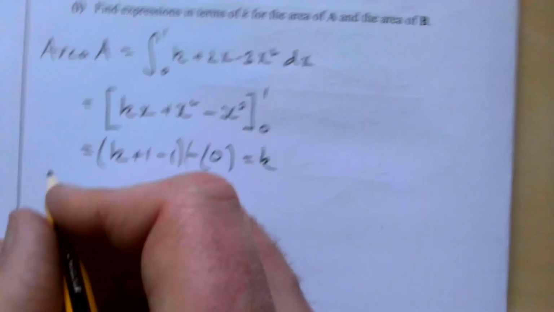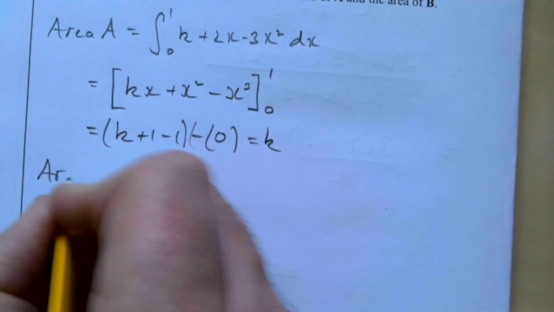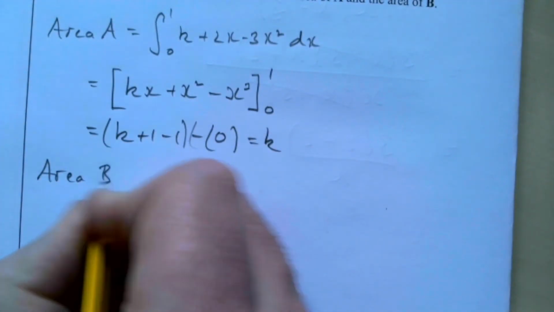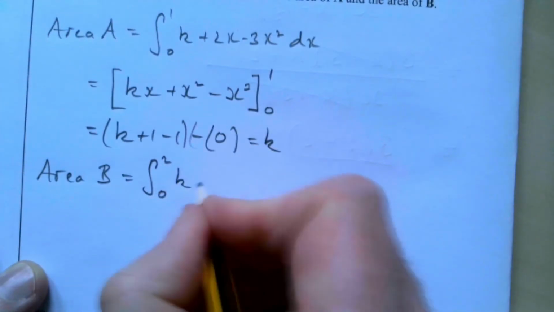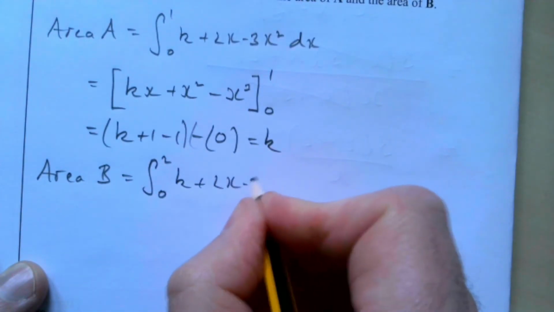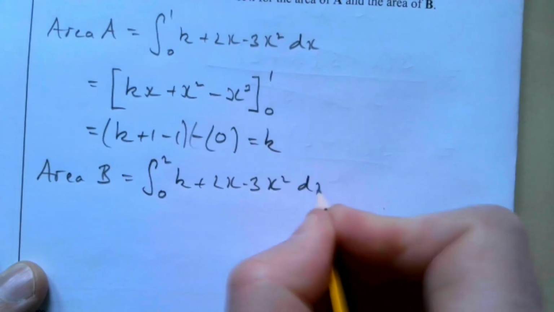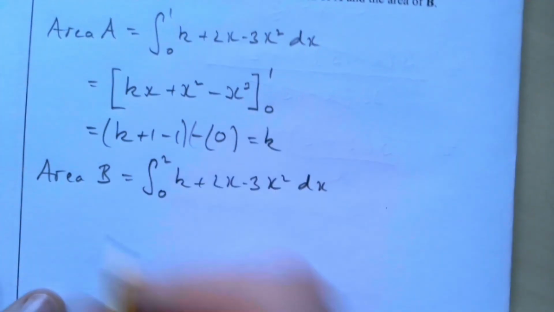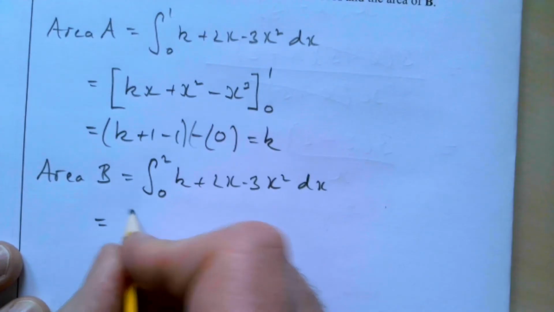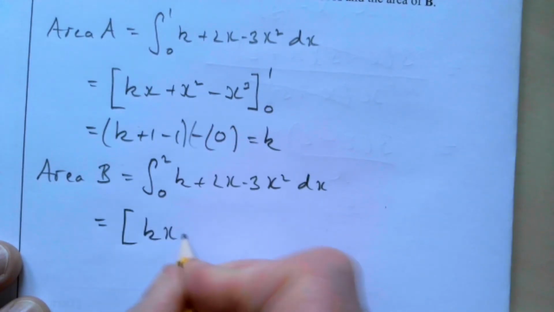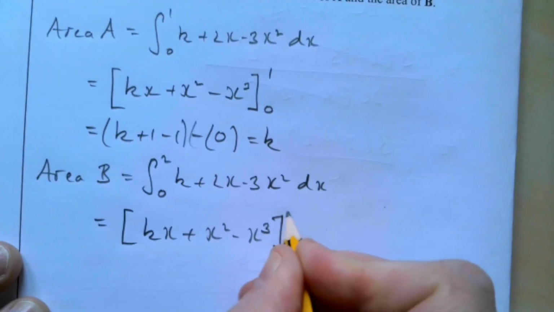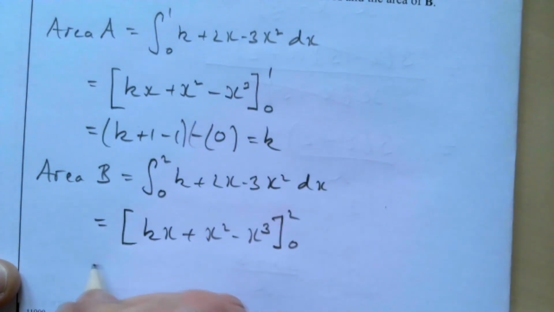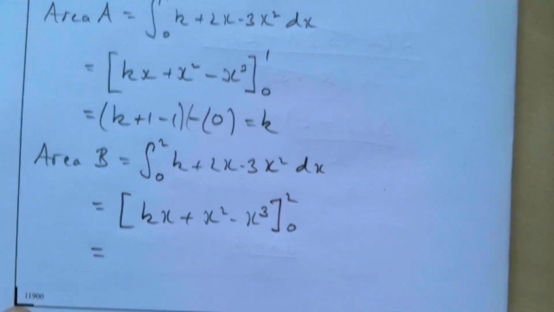For the area of B, it's between 2 and 0, so it's the integral between 2 and 0 of k plus 2x minus 3x squared dx. Of course, you just get the same thing, you know, whenever you integrate. We just want to sub in the number 2 instead, so kx plus x squared minus x cubed between 2 and 0.